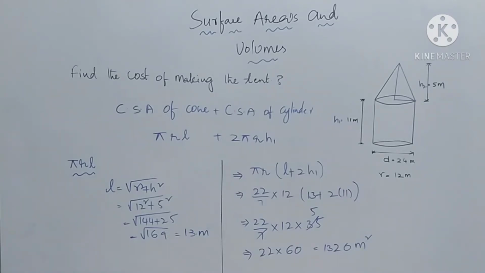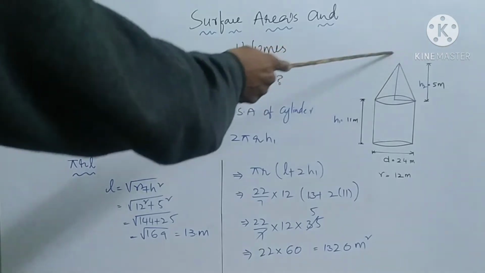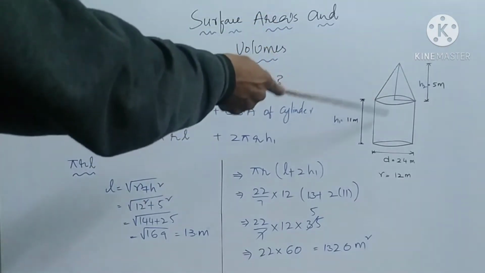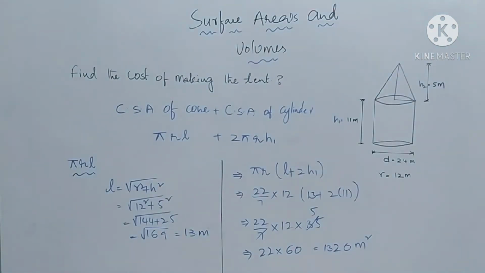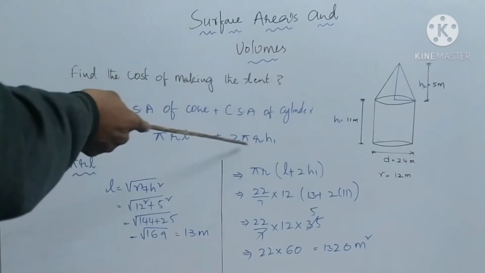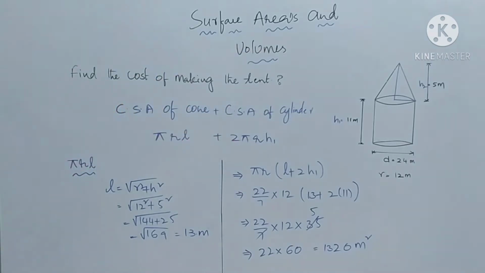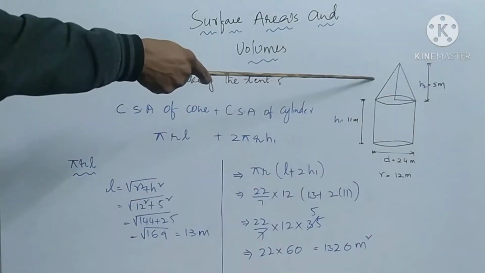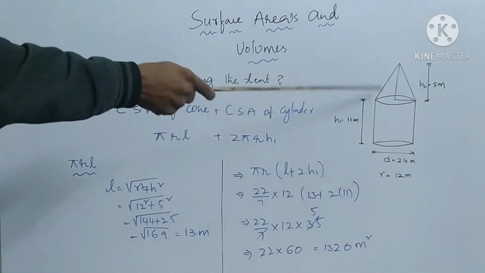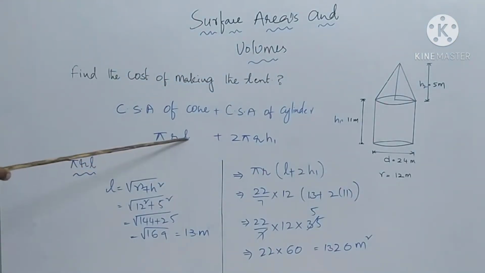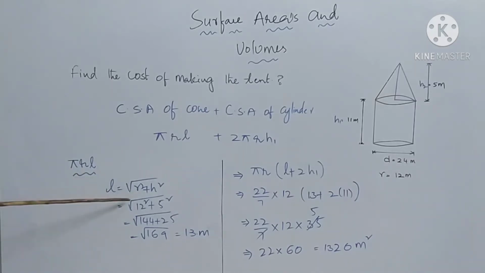So here we have to find the curved surface area of the cone and the curved surface area of the cylinder. The curved surface area of the cone formula is pi r L. The curved surface area of the cylinder formula is 2 pi r h. In the given problem, the height and diameter of the cone are given. Here L is unknown. L equals the square root of r square plus h square. Here the radius is 12 meters and the height of the cone is 5 meters.